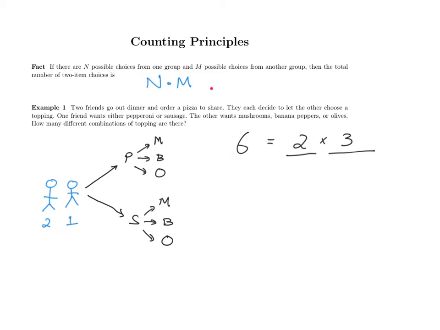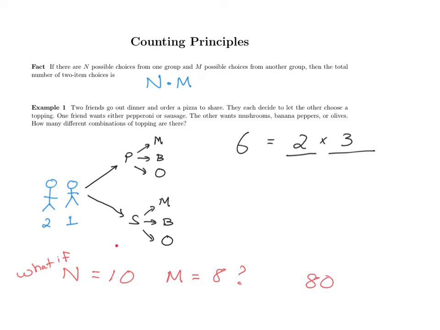This formula is especially nice if there are a lot of choices being made. For this problem, it could have been that the first person was choosing between 10 different toppings, and the second person was choosing between 8 different toppings. So, what if this was the scenario? How many different possible combinations of toppings are there? It's simply going to be 10 times 8, which is 80.